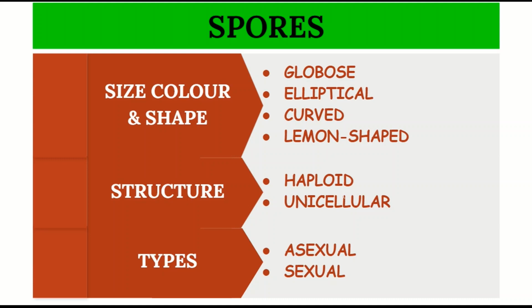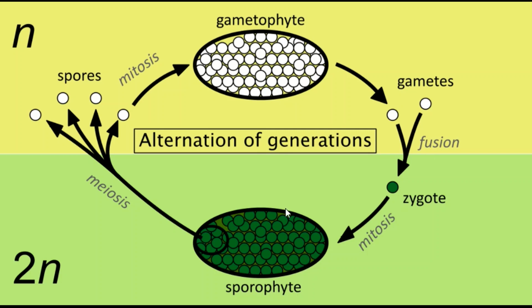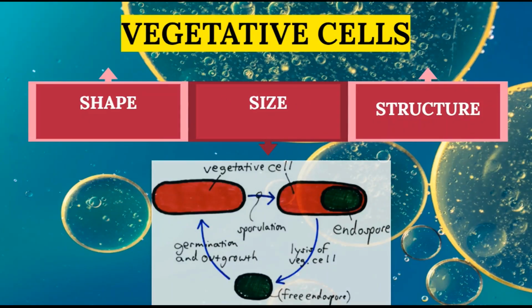And what are gametes? Gametes are agents of sexual reproduction. Okay, there's a difference. That's the main difference between asexual and sexual here to learn. Asexual spores and sexual gametes. And two gametes are forming a zygote. Learn these important points. Okay, next we are going to learn about vegetative cells.